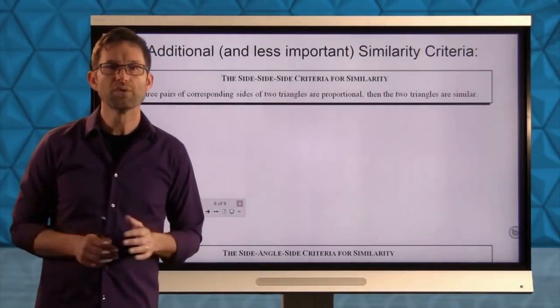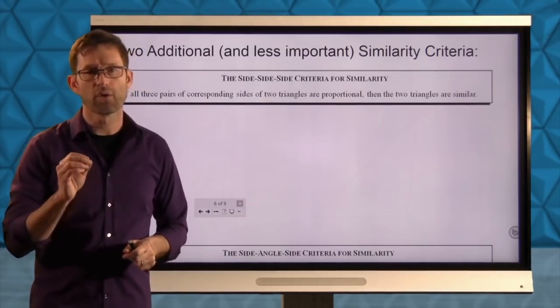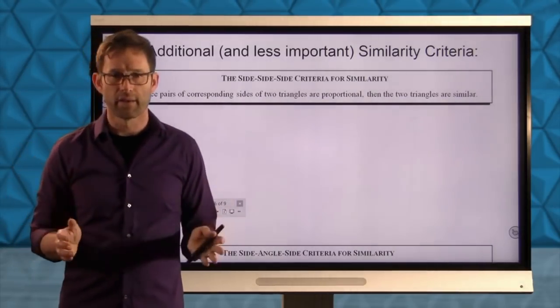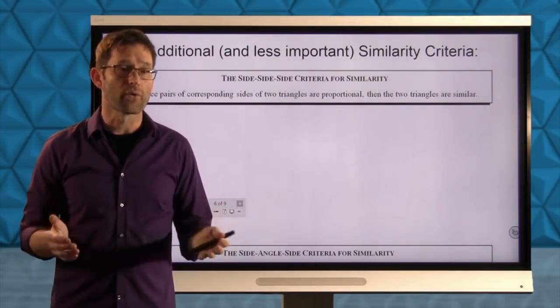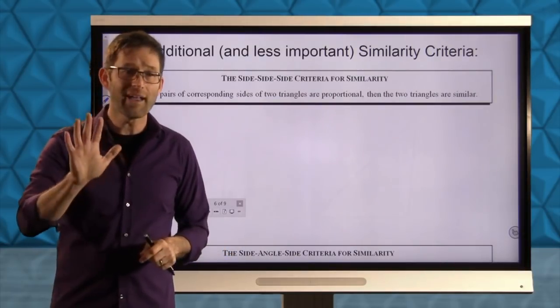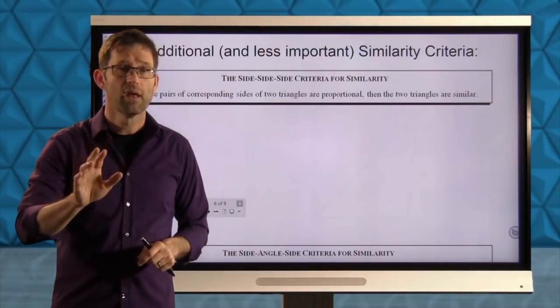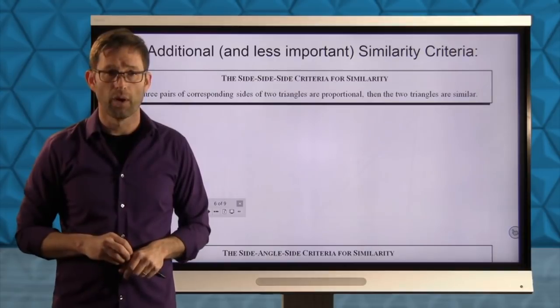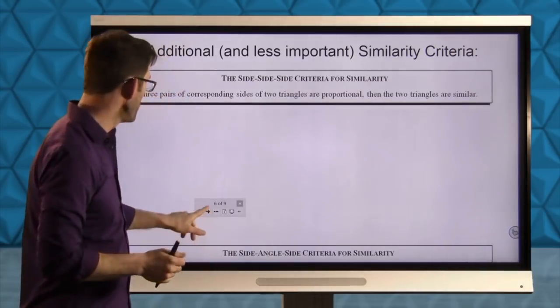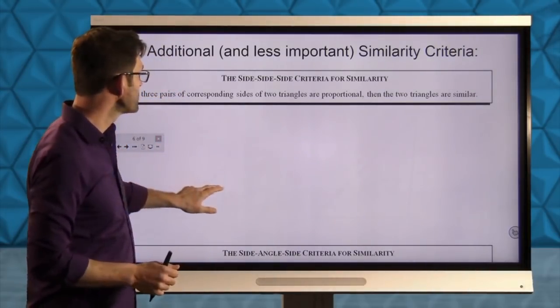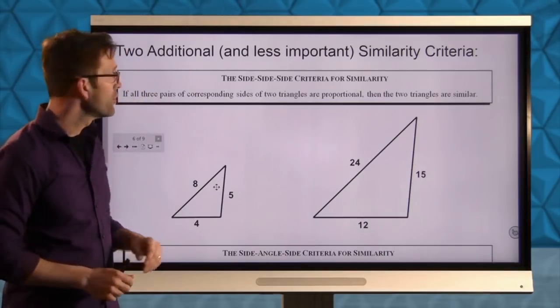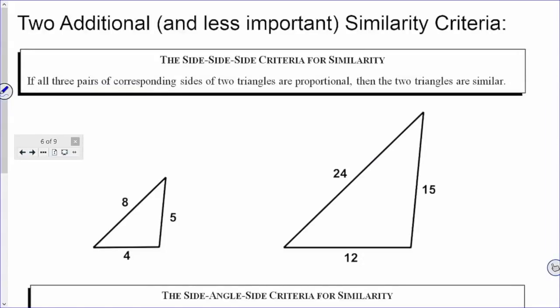Okay, now, by far, no question about it, the most important similarity criteria is angle, angle. But there are two other ones, just two more, right? There are 5 congruence ones. There are just really 3 similarity ones. And these are the other 2. One of them is what's known as the side, side, side criteria. So if 3 pairs of corresponding sides of 2 triangles are proportional, then the 2 triangles are similar.